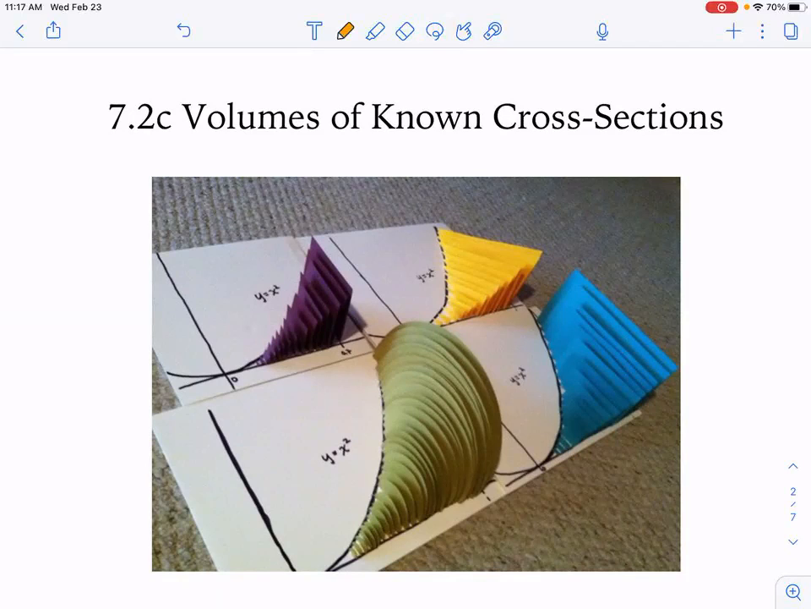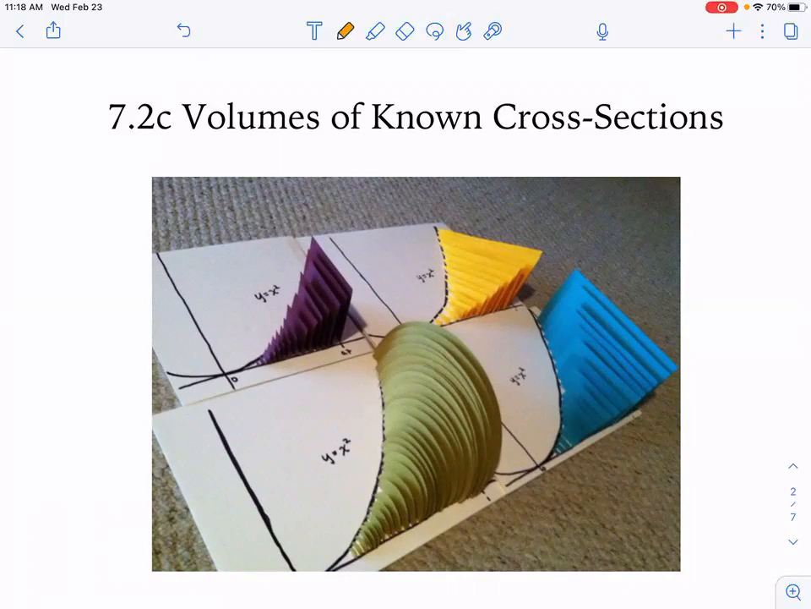So when I say volumes of known cross sections, that means we're basically taking something in our plane and raising it up to where when we slice it, we see the same geometric shape that fits in that region. And I'll show you some pictures here pretty soon.